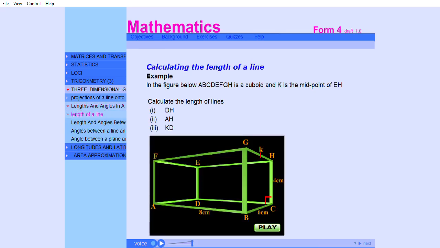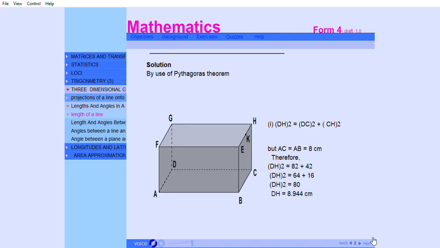Calculating the length of a line. Example: In the figure below, ABCD EFGH is a cuboid and K is the midpoint of HG. Calculate the length of KD. For right-angled triangle HGK, KG squared equals EH squared plus HG squared into DH brackets.